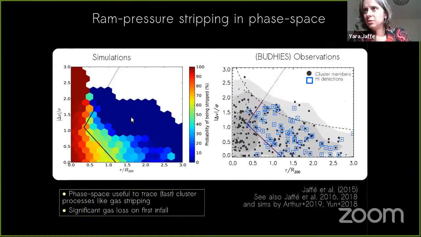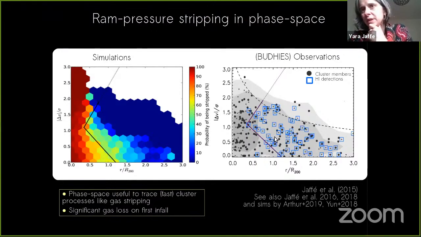So that was the cartoon. This is the real comparison. On the left, we have simulations. So these are N-body cosmological simulations where we added this analytical prescription of ram pressure to all the halos, and we predicted at any given position in phase space, what's the probability of a given galaxy of being stripped down to the detection limit of our survey. And we got basically that galaxies to the right of this black line would be stripped.